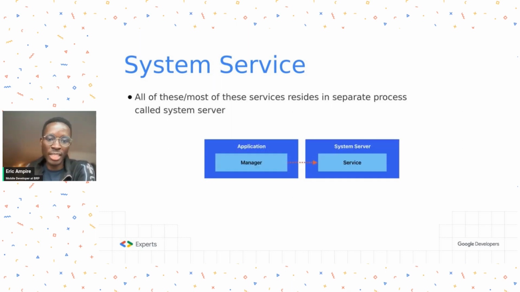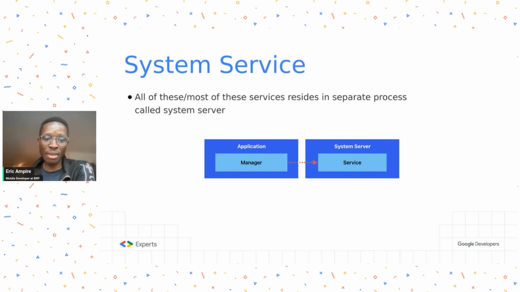So basically here is the schema. I have my application, and the application has access to what we call a manager. That is why, most of the time, when it comes to displaying a notification, we use a notification manager. When it comes to setting an alarm, we use an alarm manager. The manager is running inside our application, but that manager will delegate the task that I give it to a particular service that is running in a separate process.